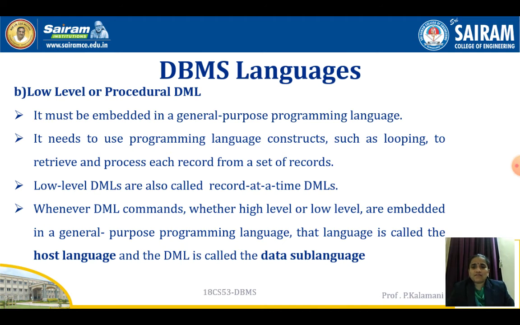Next is low level or procedural DML. It is used in embedded programming languages. So here looping structures and control statements, everything should be used to extract the data. The low level DMLs are called record-at-a-time DMLs. So using this, we can extract only one record at a time. If we want to extract more than one record, we have to go for a looping statement. One by one it will be extracted.